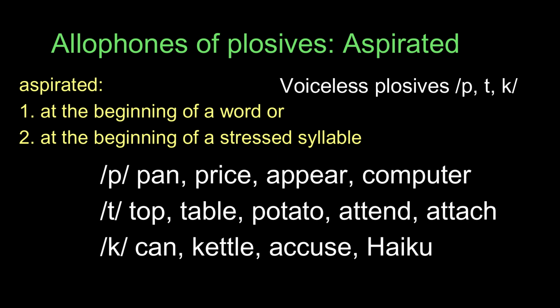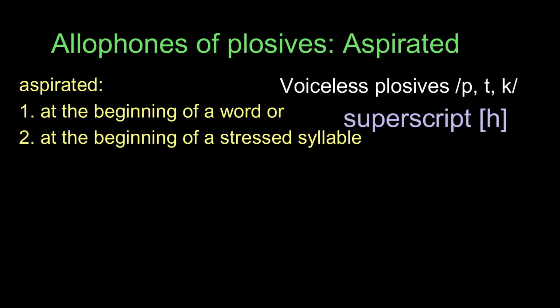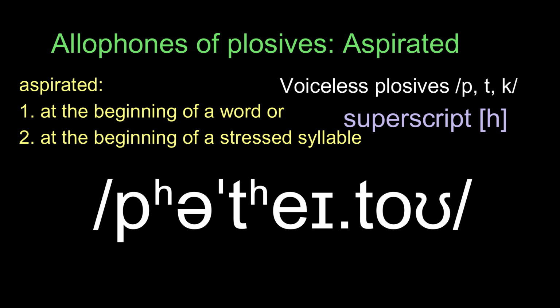P: pan, price, appear, computer. T: top, table, potato, attend, attach. K: can, kettle, accuse, haiku. The IPA symbol for aspiration is a superscript H. In potato, the P is aspirated because it is at the beginning of the word, and the T is aspirated because it's at the beginning of a stressed syllable. Potato.